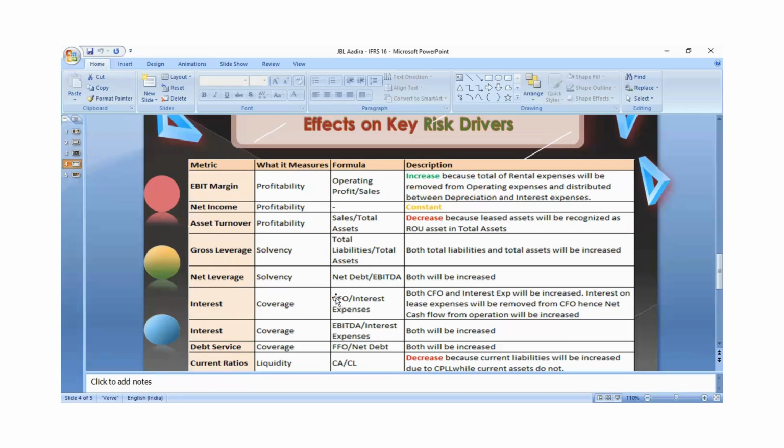Now, net leverage, again, is a part of the solvency, which measures the solvency. The formula is net debt divided by EBITDA. Now, what is net debt? Total debt minus all the cash and cash equivalents. It can be marketable securities, bonds, debentures, any sort of investment, treasury bills for a company, bank, which are short term in nature, and we will exclude.